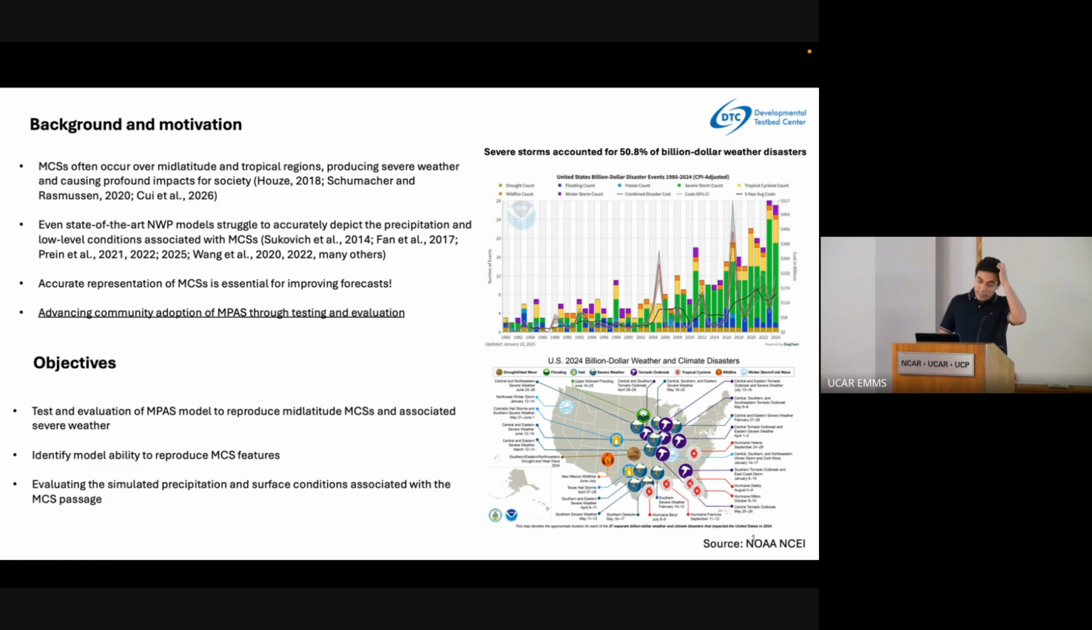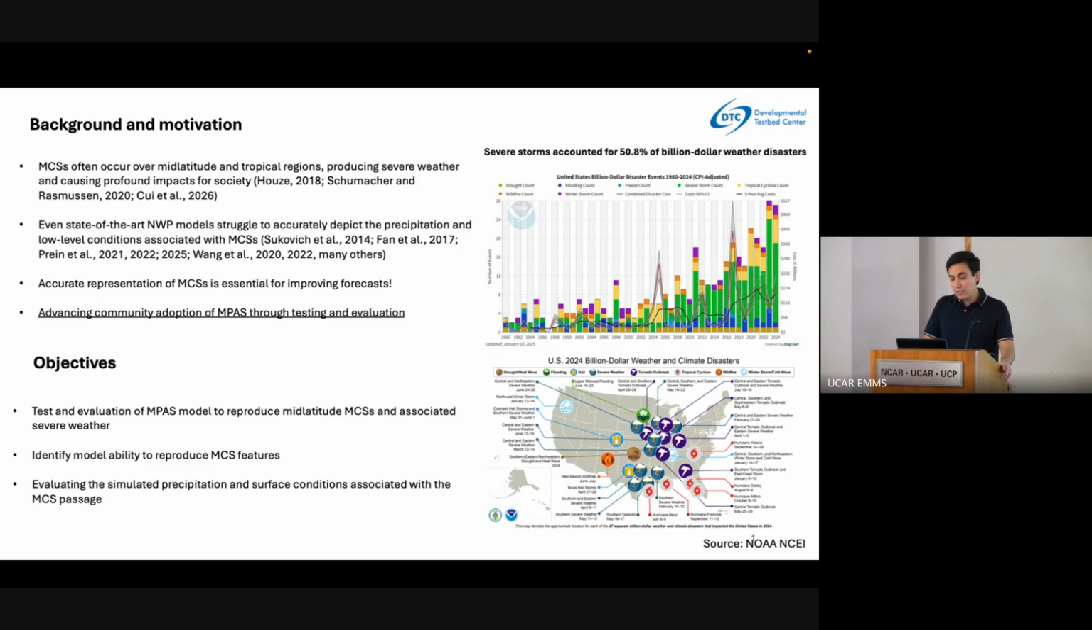In terms of numerical modeling, even state-of-the-art numerical weather prediction models struggle to accurately depict the precipitation and low-level conditions associated with these systems. Not only numerical weather prediction models, but climate models also report persistent biases related to the misrepresentation of MCSs. So accurate representation of MCSs is essential for improving forecasts. Also, part of the motivation of this project is that this is within a broader effort towards advancing community adoption of MPAS through testing and evaluation.